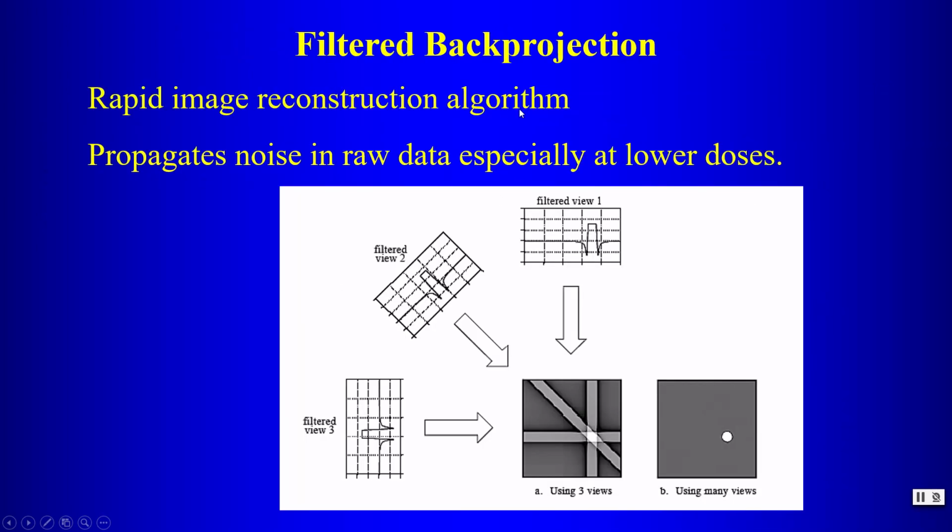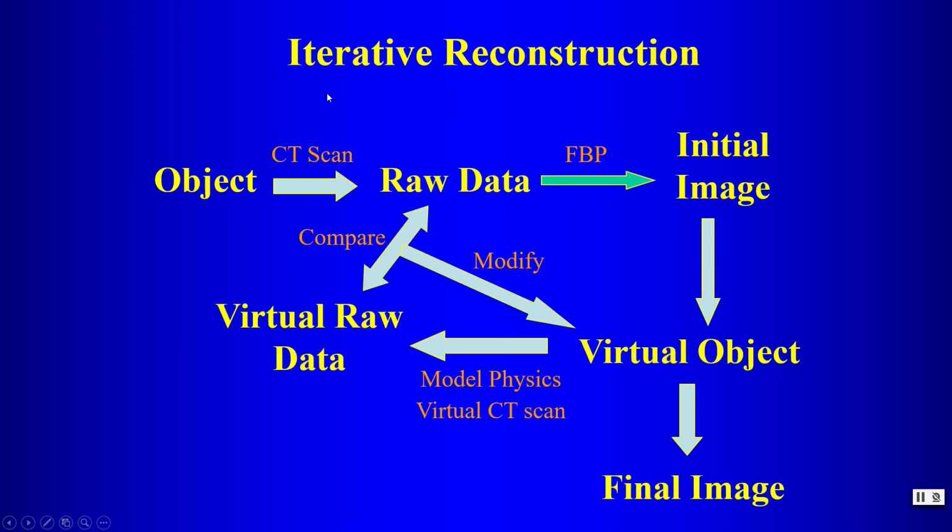Now, filtered back projection is the standard reconstruction algorithm that has been used in CT in the past. It's a very rapid reconstruction algorithm, but the problem is it propagates noise in the raw data, especially at lower doses. And now we have iterative reconstruction. So let's explain what this is. This is a way of actually reducing the noise in the image without really increasing the radiation dose.